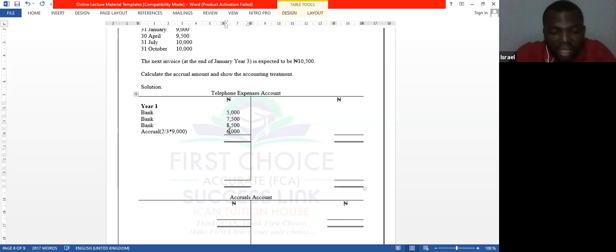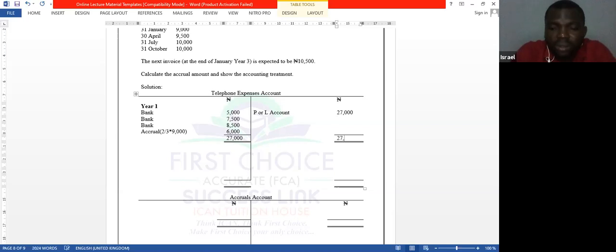So we now add everything together. Adding everything together will give us 27,000. Then we need to close this. This will be our closing. If we close it, we are closing expense to the profit or loss account. So we close it to profit or loss account, and that would be 27,000. Okay? So we are good to go.